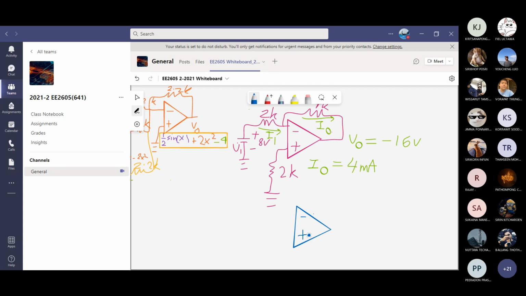Minus, plus, and then I'm going to ground the plus pin. Again, I'm using an inverting because inverting is most common, also my personal favorite. Here, instead of voltage source, I can draw the symbol of a current source. In the circuit, a symbol of a current source is like this.